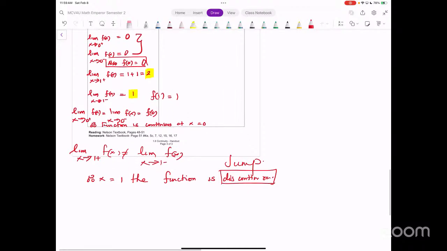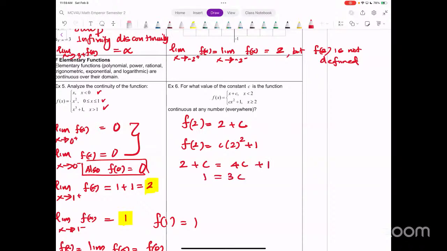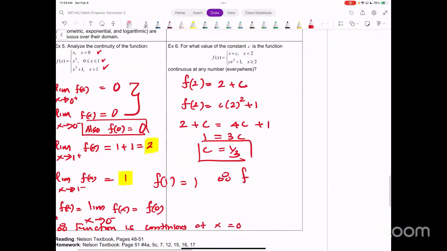All right. So for what value of c is the function continuous everywhere? f at 2, if I evaluate x plus c, is going to be 2 plus c, which is supposed to be the same as f at 2 here. So 2 plus c is supposed to be 4c plus 1. 1 is equal to 3c. c must be 1/3. Therefore, for c equal to 1/3, the function is continuous.